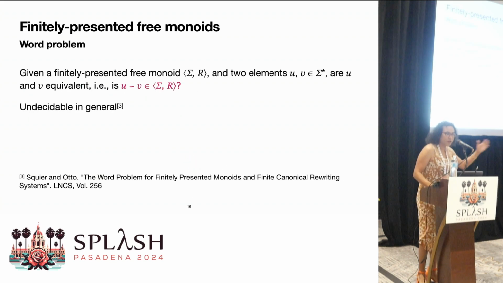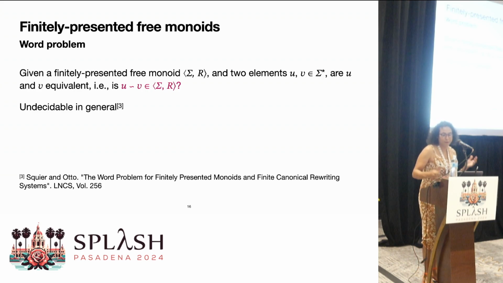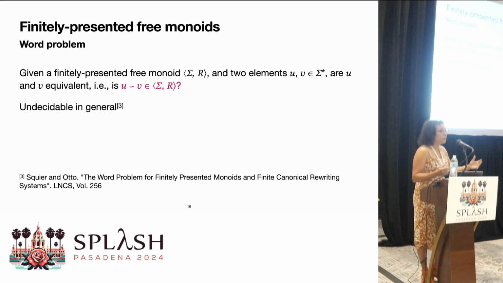So now that we have that, the last definition I want to introduce is the word problem, which consists of determining whether two terms of a finitely presented free monoid are equivalent. And it turns out that this problem is undecidable. It's actually well established. So if we can encode these finitely presented free monoids into traits, then we will have proven that we have undecidable type checking. And that's exactly what we will do now.